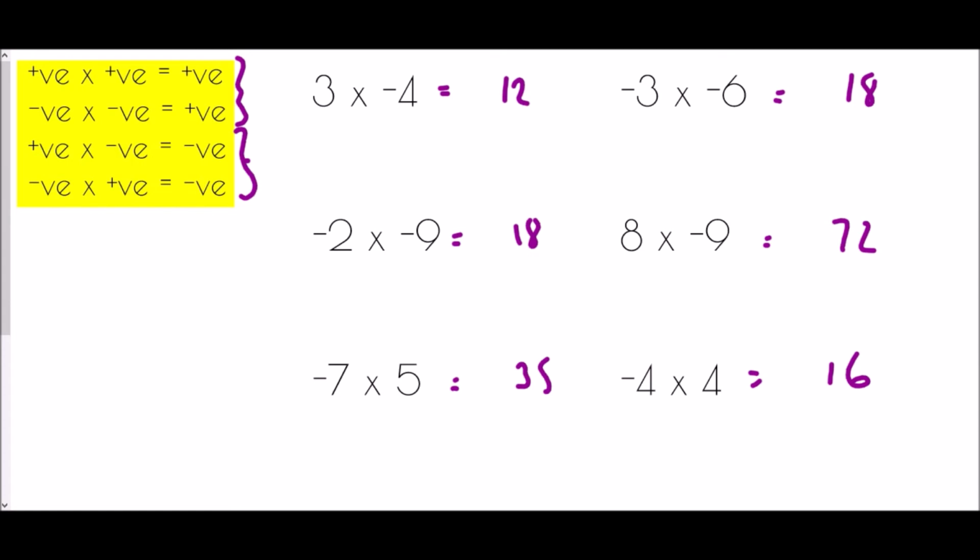And so in our first one, this is a positive times a negative, so we get negative. In our second one, -2 times -9, well, that's a negative times a negative, same signs, so it'll be a positive result. -7 times 5, well, that is a negative times a positive, giving us a negative result. -3 times -6, well, they are two of the same sign, so it'll be a positive. 8 times -9, well, that's positive times negative, so we get a negative result. And -4 times 4, well, that's a negative times a positive, a negative result.